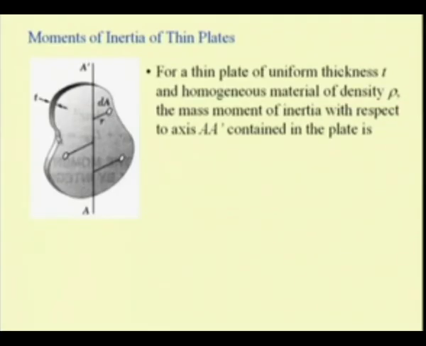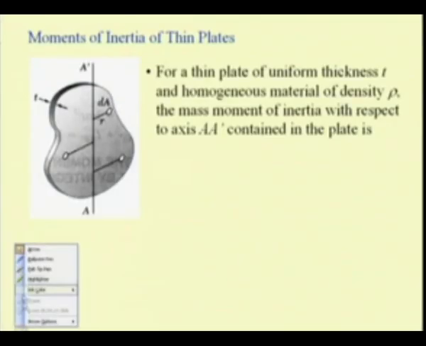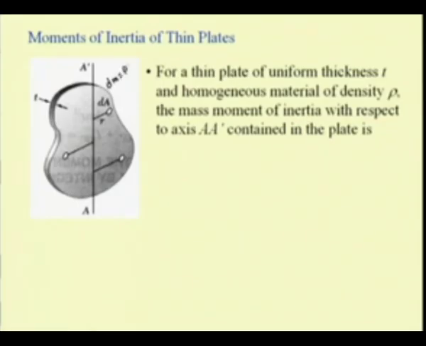If we take this as an area element, then we have various elemental areas, say dA, which are situated at a distance of r from this axis A prime. The elemental mass is nothing but dA times T, the thickness, which gives the volume of that element, times the density of the element. So, the corresponding mass element dm will be equal to rho, the density, times the thickness T times this differential area dA.